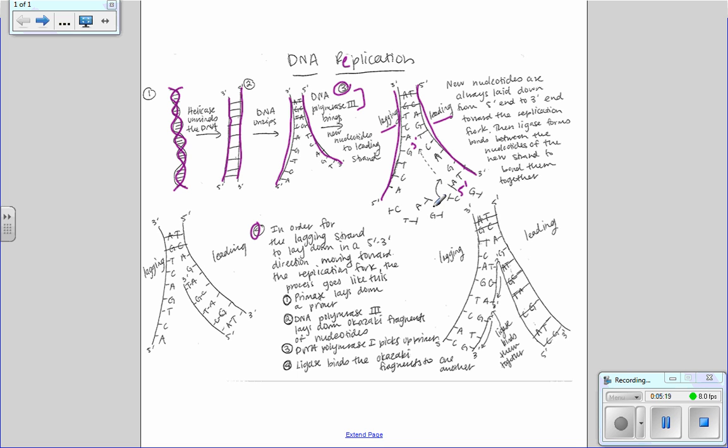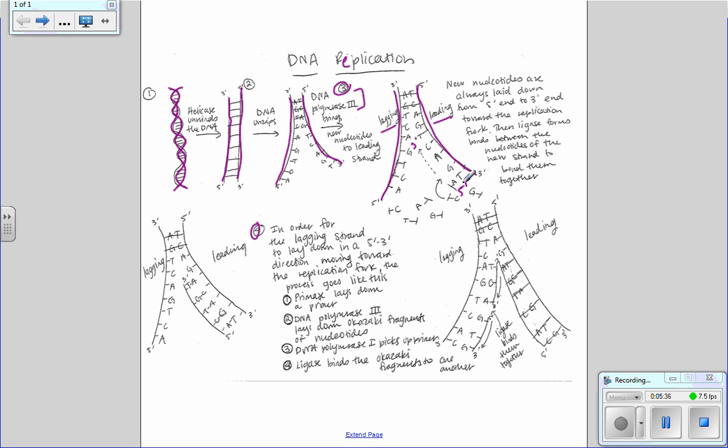And then, why do y'all think that is? What's going to happen at the replication fork as soon as we've filled in what's already unzipped? It's going to unzip a little more, and then we can work our way towards the replication fork again, right? Okay, so that's why we're always moving towards the replication fork.